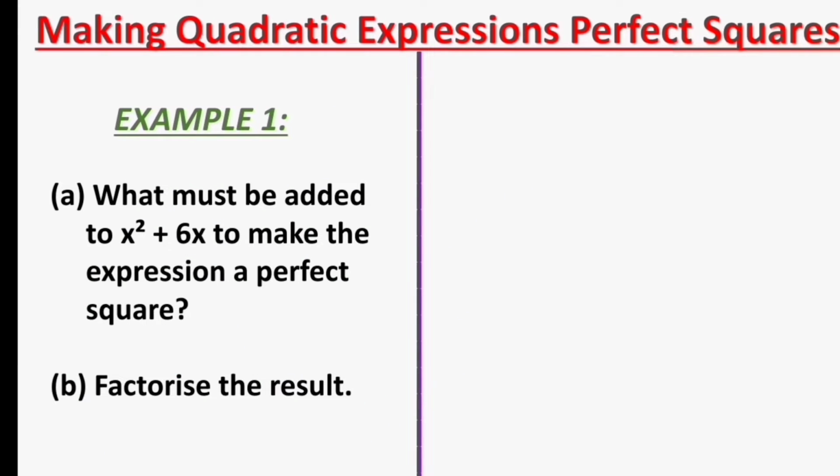Let's see an example on making quadratic expressions perfect squares. Example 1. Question A. What must be added to x squared plus 6x to make the expression a perfect square? Question B. Factorize the result. Looking at the solution to question 1a, we have two methods in making the expression a perfect square. Method 1.